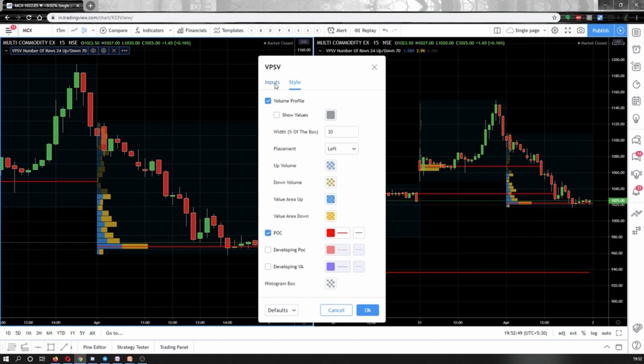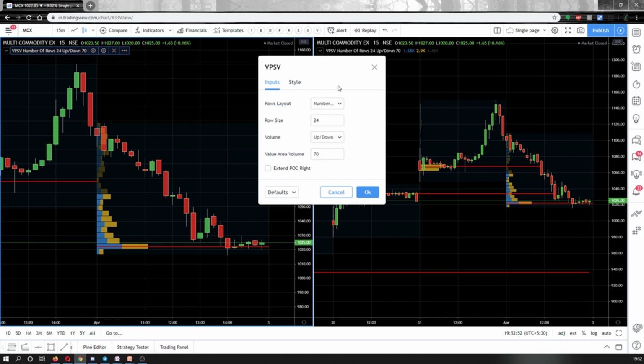Now getting on to the inputs window. Have everything the same. No changes for rows layout, no changes for row size, no changes for volume, and no changes for value area volume. Let it be the same. The only important thing you need to change here is extend POC right, which means that if you check this box, the POC of the previous days will be extended till today's date.